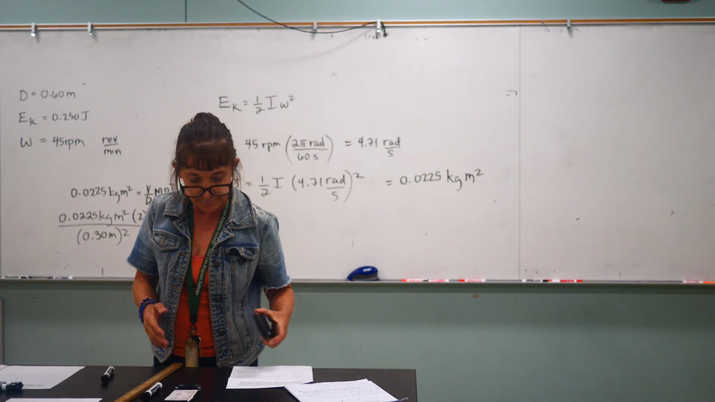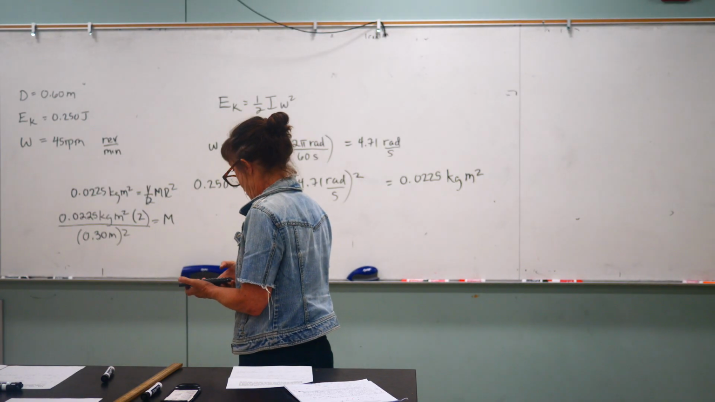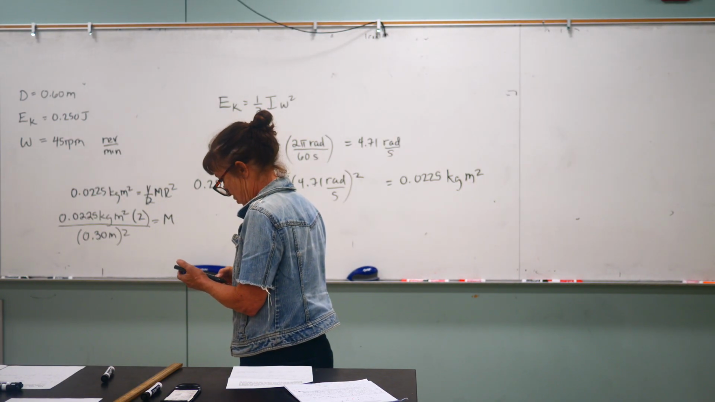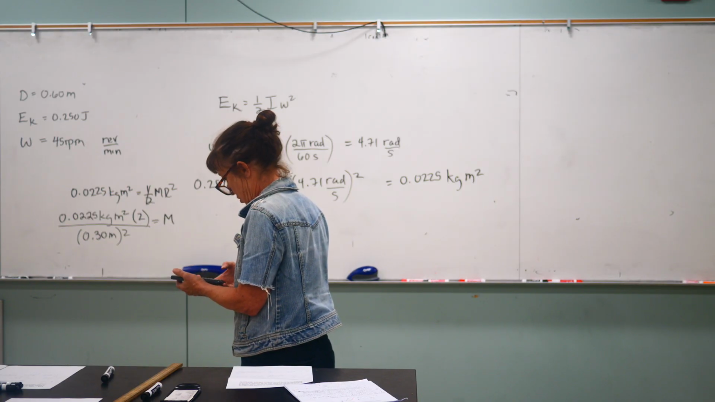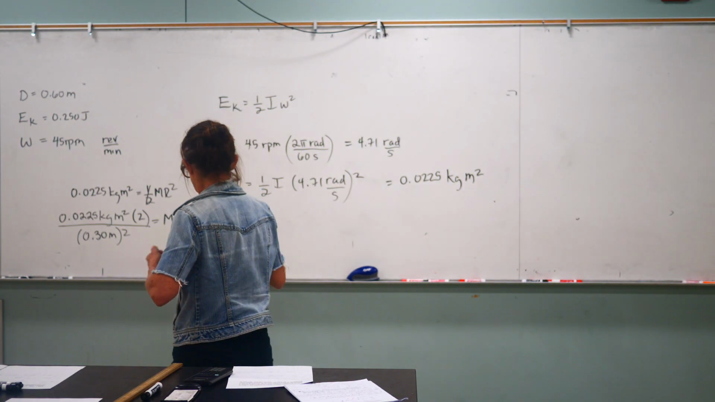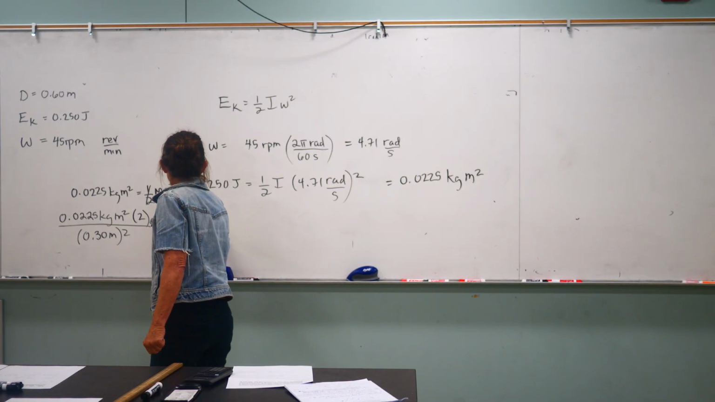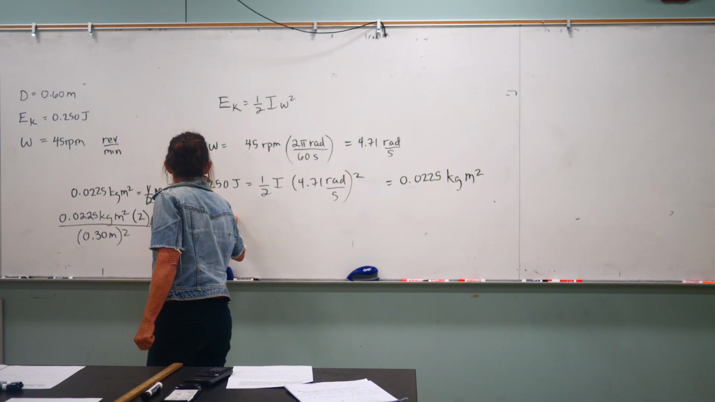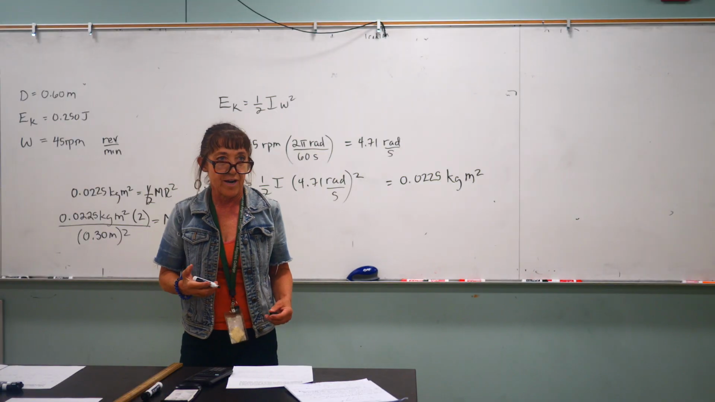So, 0.5 kilograms. Is that what everybody got? Seems like a weird round number to get.